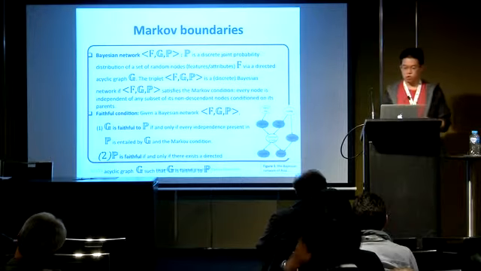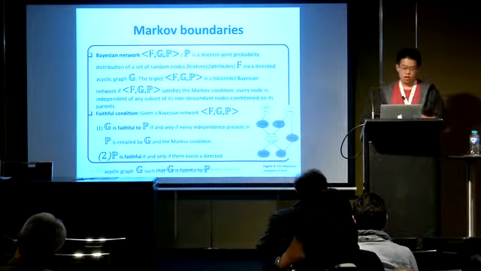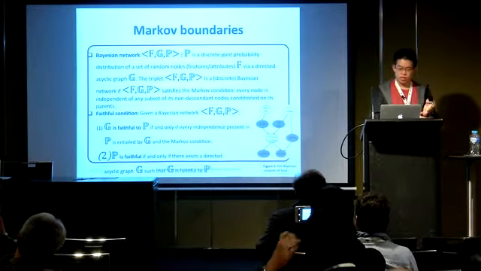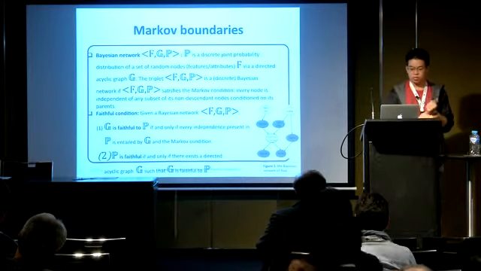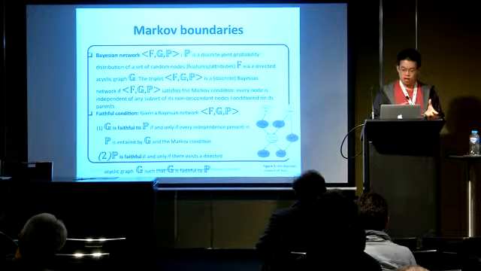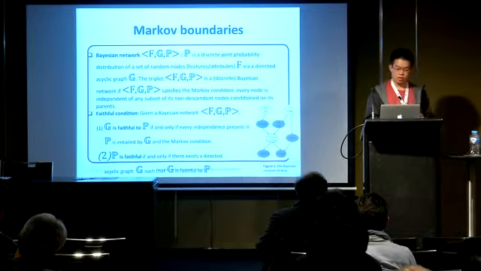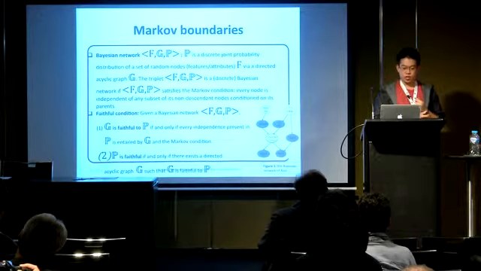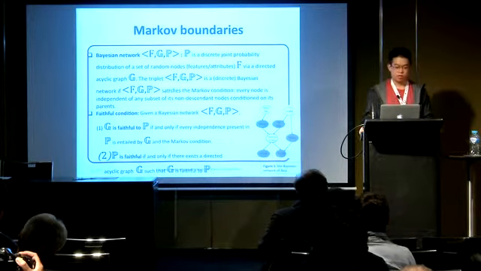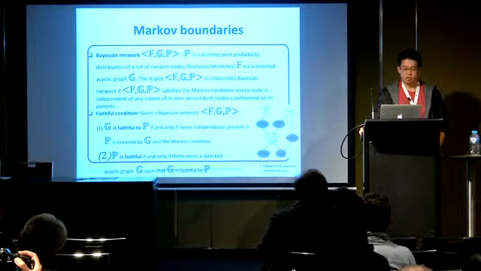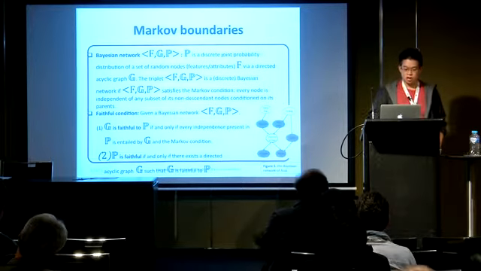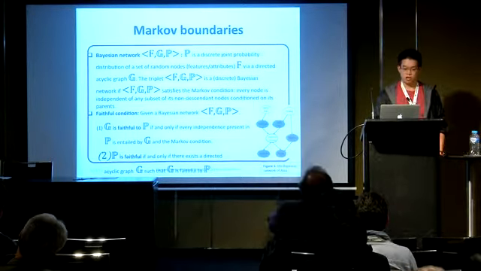I'll talk a little bit more about Markov boundaries. So imagine a Bayesian network where P is a discrete joint probability distribution of a set of random nodes, which is specified by F, and is part of a directed acyclic graph. The triplet F, G, and P would be a discrete Bayesian network if F, G, and P satisfy the Markov condition, where every node is independent of any subset of its non-descendant nodes conditioned on its parents.